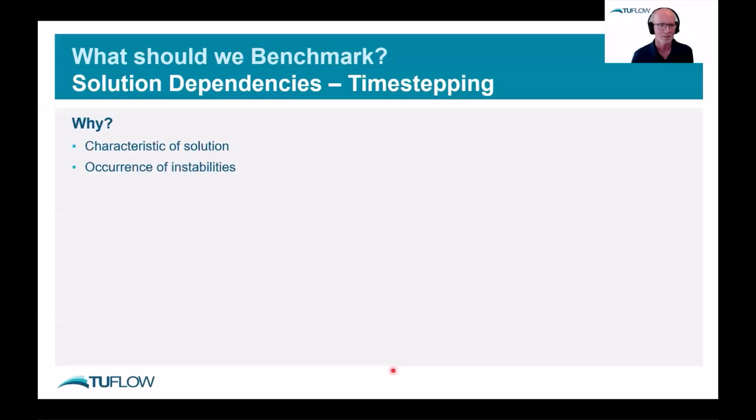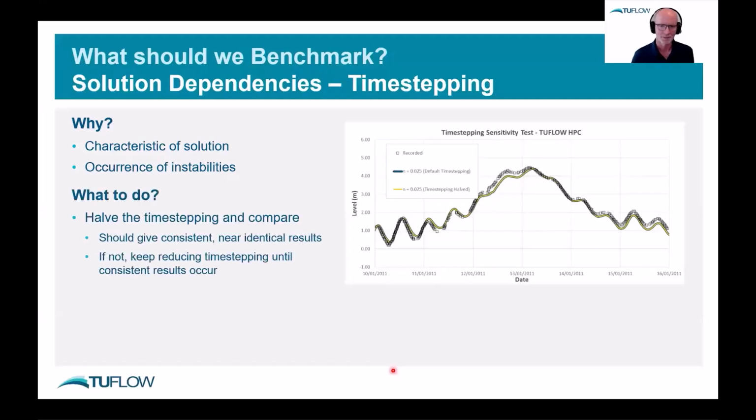So in terms of time stepping is the other one. I'll just whiz through these. Greg will explain a bit more. But generally, time step might be a characteristic of the solution, but it's very easy to test. You just halve your time stepping and compare your results. On the right there, you can see the results from doing that, and they're exactly identical, exactly on top of each other, which is what you really want to see with time stepping. But if there's a divergence, you need to explore that further.